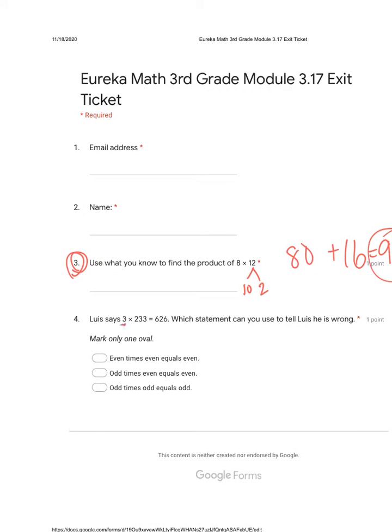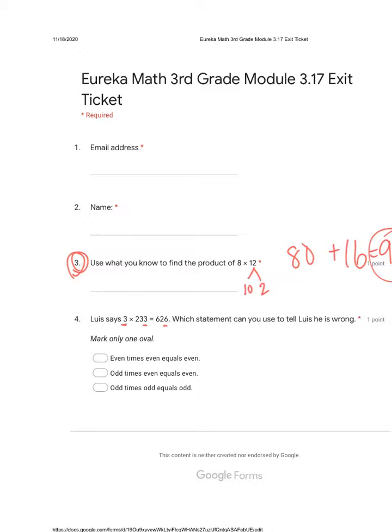Okay, let's look at this. So 3 is odd. 233 is odd, 626 is even. So odd times odd equals odd. In this problem, odd times odd, he has the answer as even, and that is not correct. Odd times odd equals odd.